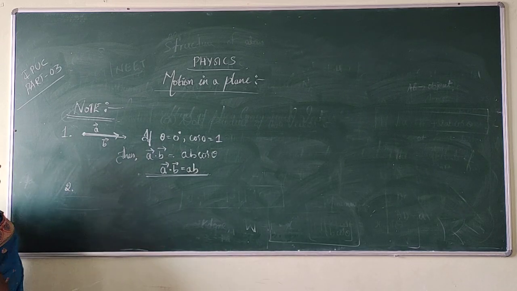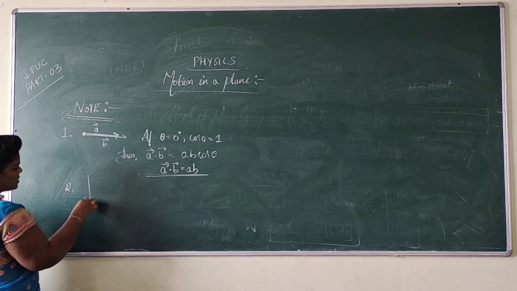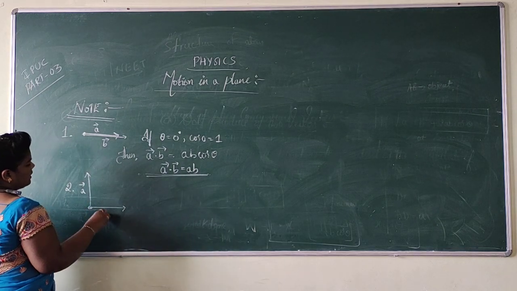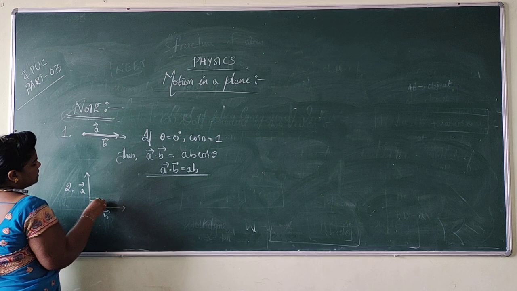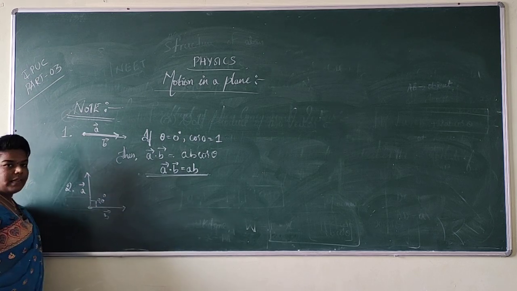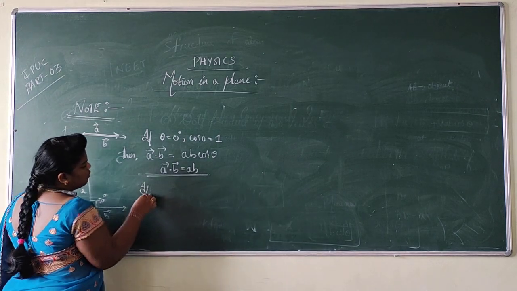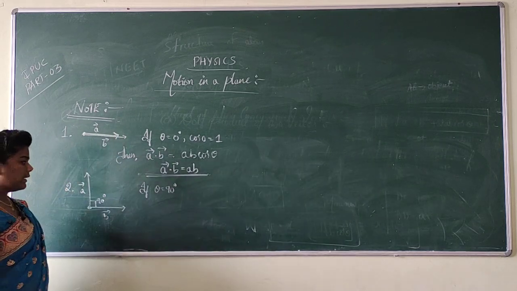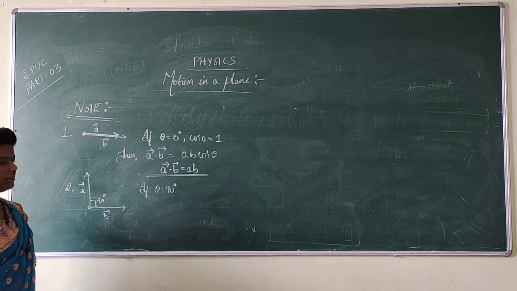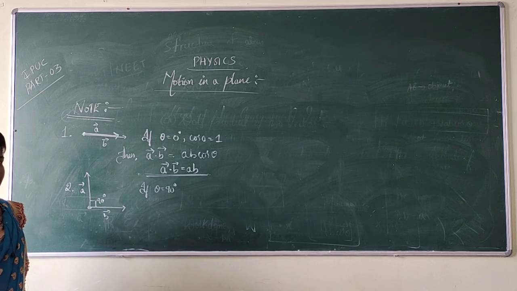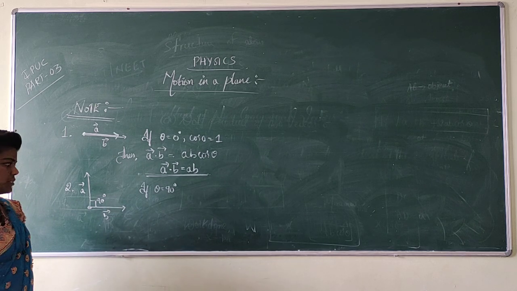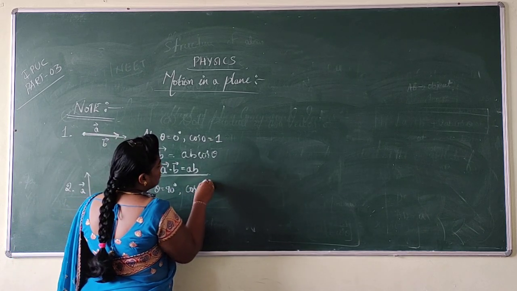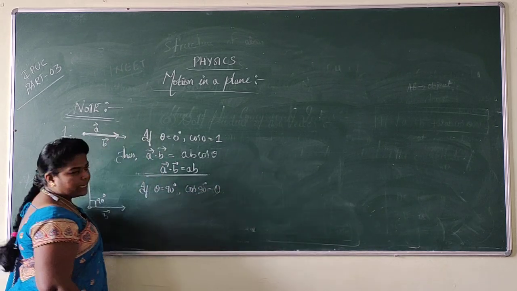Similarly, let us see the next one. Suppose the two vectors have the same originating point and are perpendicular to each other. That means the angle between those two vectors is 90 degrees, theta is 90 degrees. It means the two vectors are mutually perpendicular to each other. Then what happens to cos 90? You know that cos 90 is equal to 0.